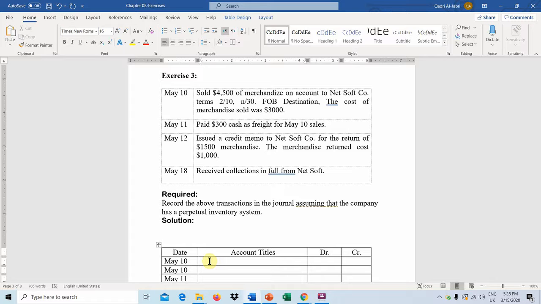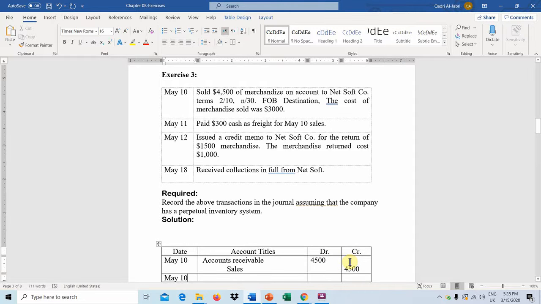So I made a sale on account, so I will debit accounts receivable by the selling price, and I will credit the revenue account, which is called sales, or we might call it sales revenue. So I will debit accounts receivable by the selling price, which is 4,500, and credit sales by 4,500.